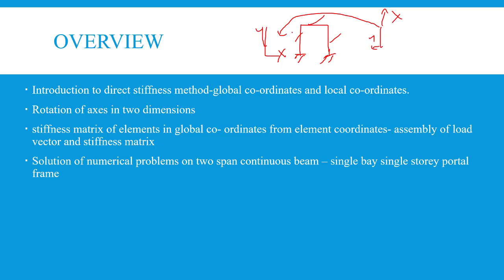And the stiffness matrix of elements in global coordinate from the element coordinates has to be formulated first, and then the assembly of the load vector and the stiffness matrix. The solution of numerical problems of a two span continuous beam, single bay, single story portal frames, etc. we will be learning in this module.